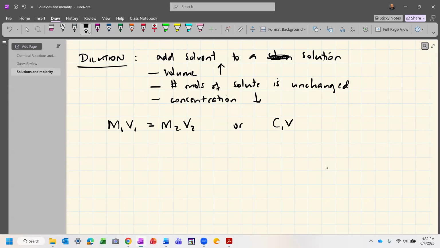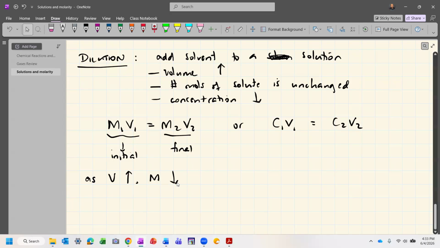Or more generally, C1V1 equals C2V2. This should look familiar to you because it resembles one of the gas laws, specifically the gas law where there was an inverse relationship. So what this means then, again, your ones here represent your initial conditions. The twos represent final conditions, right? So what this says then is as the volume goes up, guess what happens? The molarity goes down, right? That's the same inverse relationship we saw previously. And that's exactly what we would expect to happen based on just thinking about what happens in a dilution process.